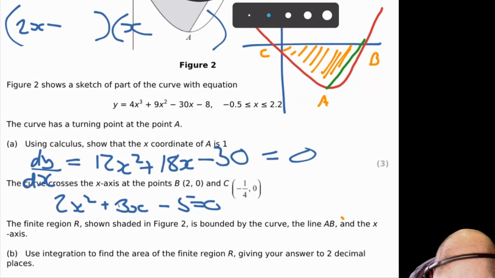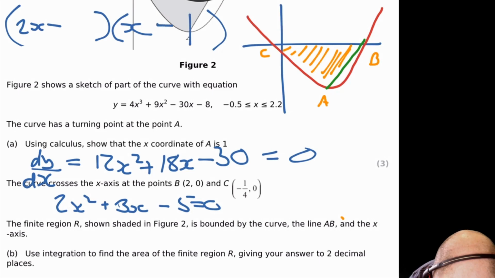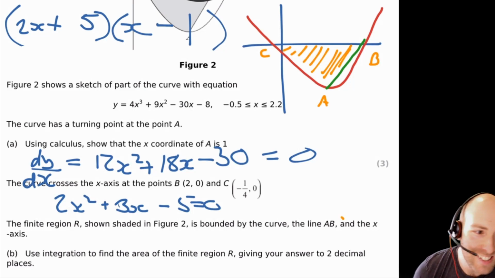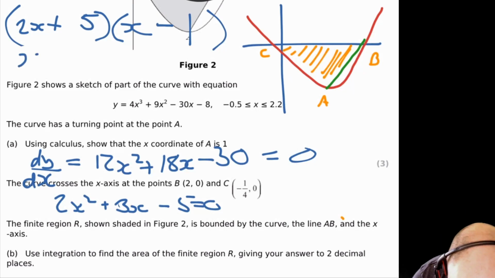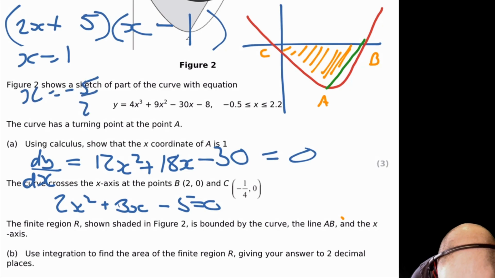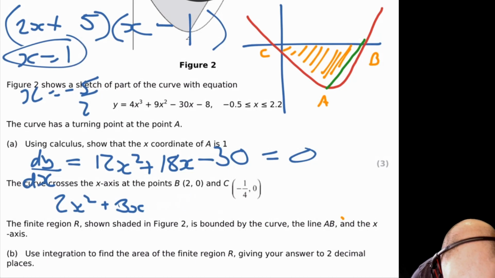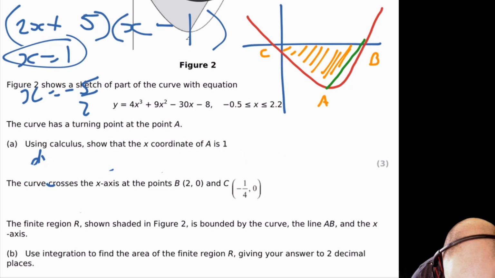The x coordinate at the turning point, make that 0 and factorize it. We're going to get 2x, and okay, so that has to be minus 1. Sorry, I couldn't see that for a while. So x is 1, and x is minus 5 over 2. So that's done for the first part. Next bit is to do the integral and find the area.